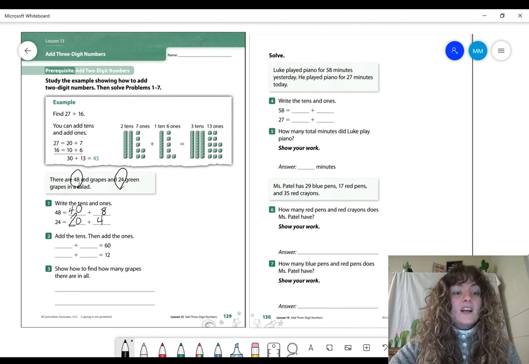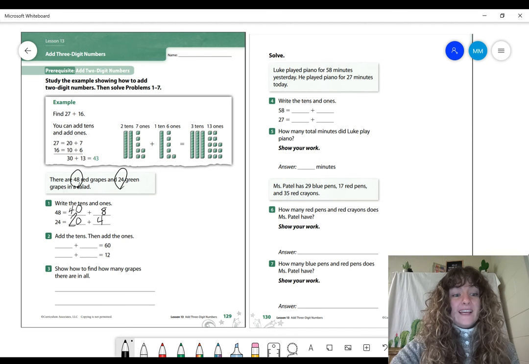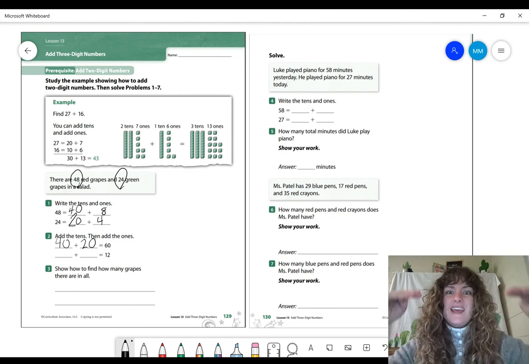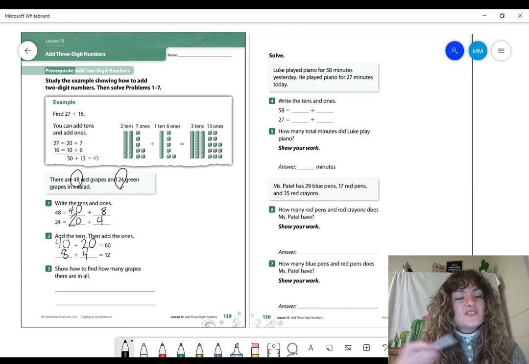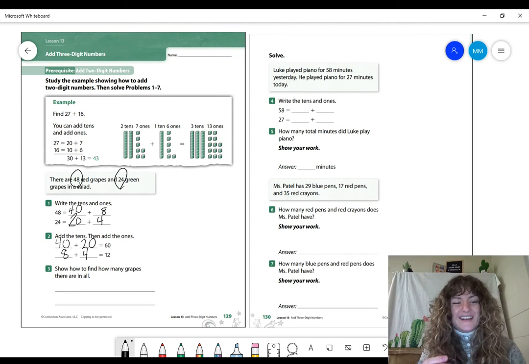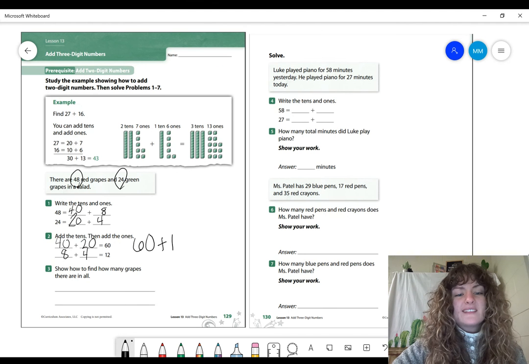It says add the tens, then add the ones. So when we are adding our tens, the value of our tens place was what? We had 40 plus 20. Those are the value of our tens places in both our numbers. And our ones place was 8 ones plus 4 ones. It says in number 3, show how to find how many grapes there are in all. So now we are going to figure out how many grapes there are all together. So we know that if we put our tens and our ones together, we have 60 plus 12.